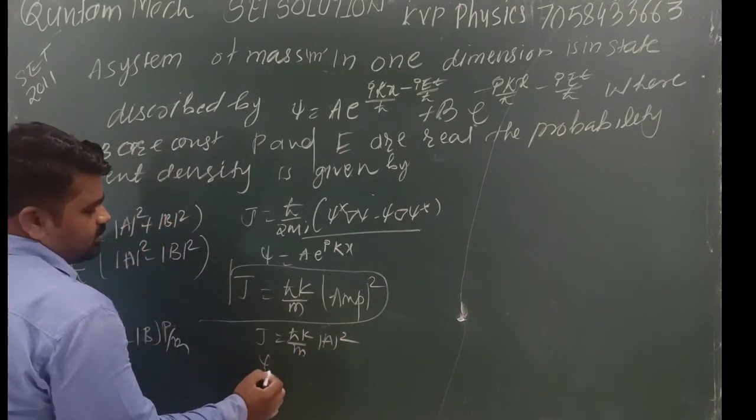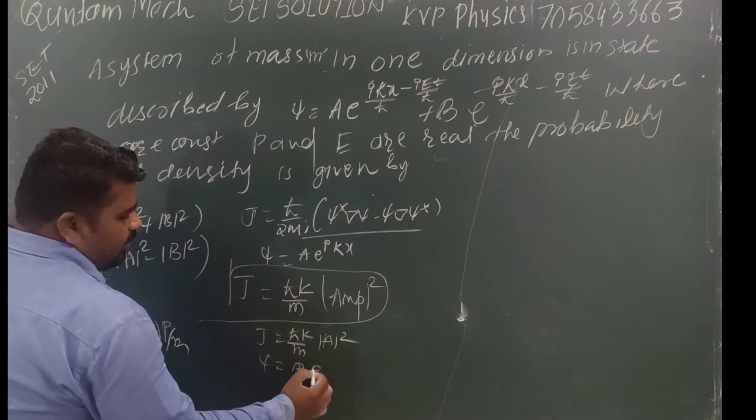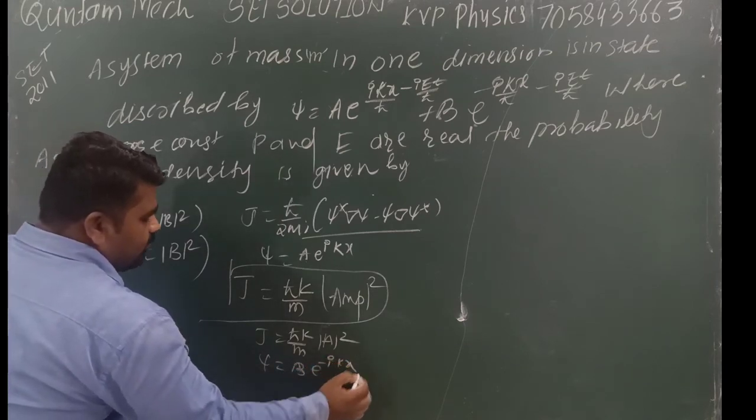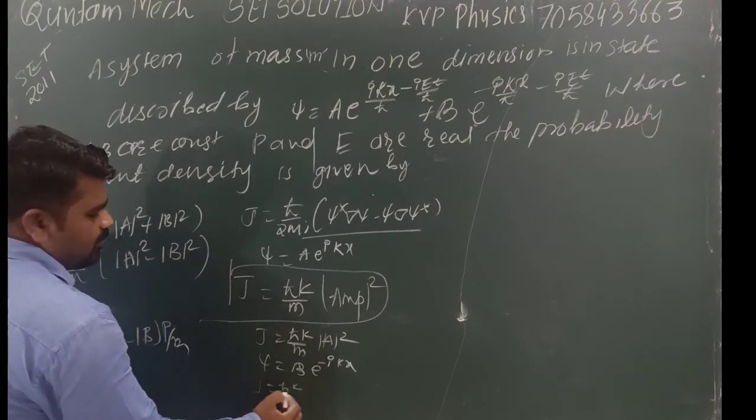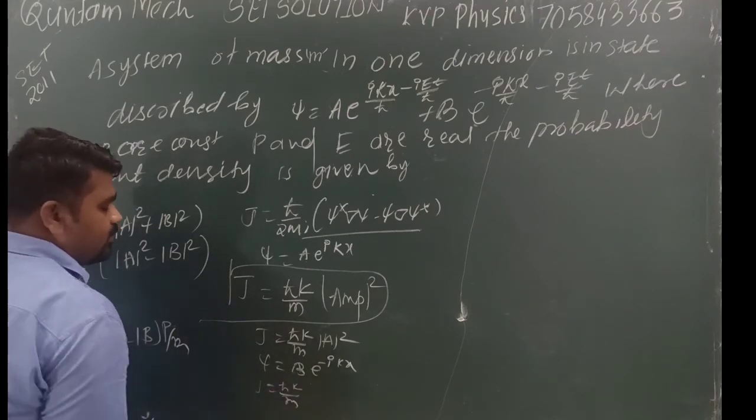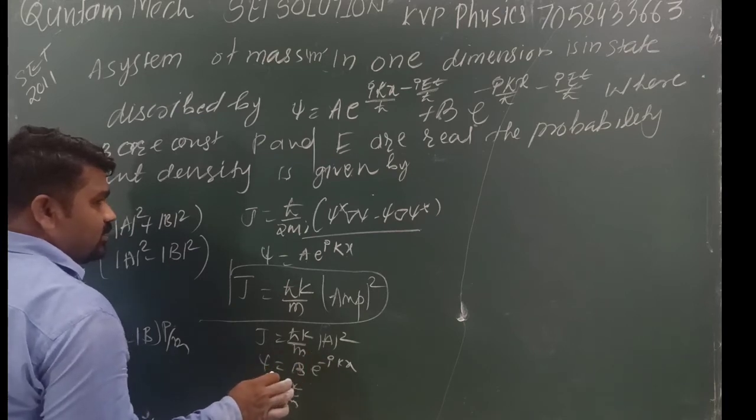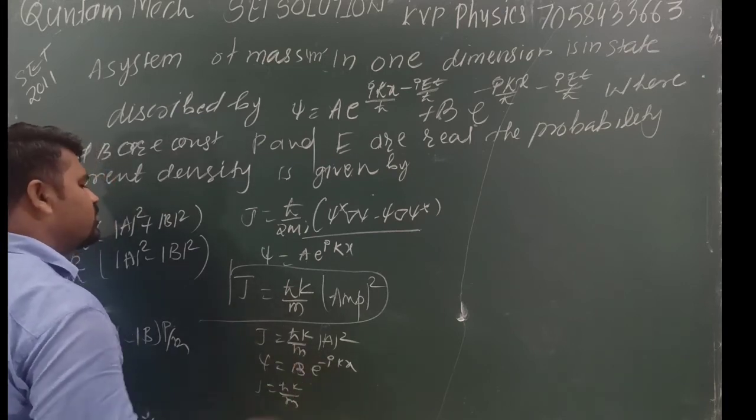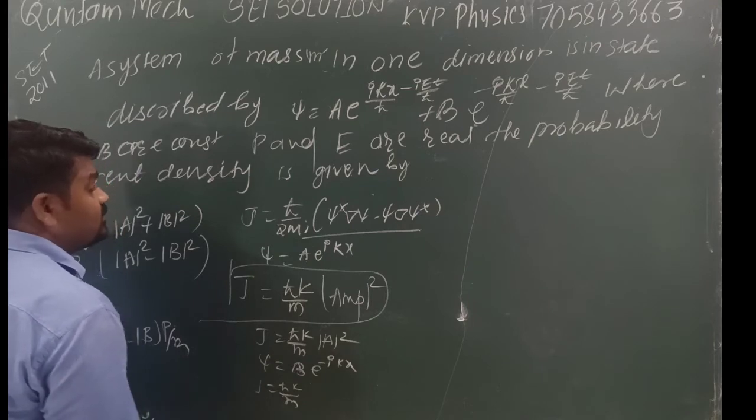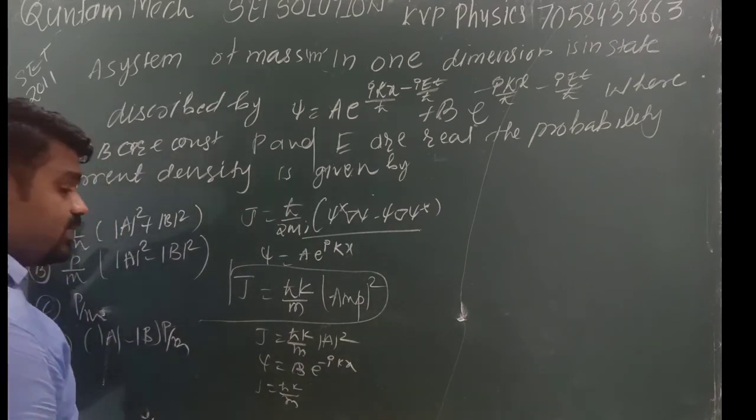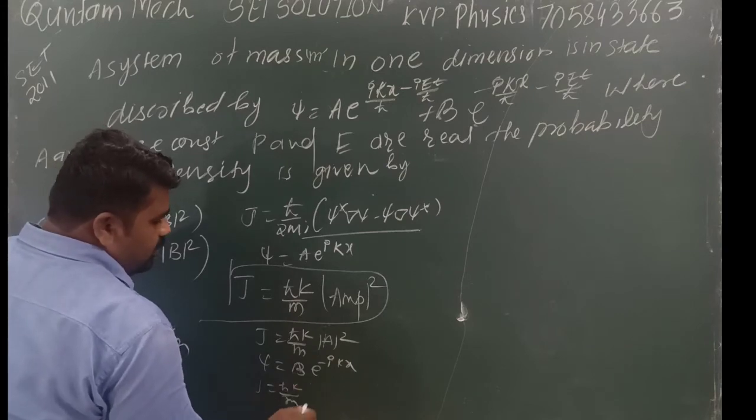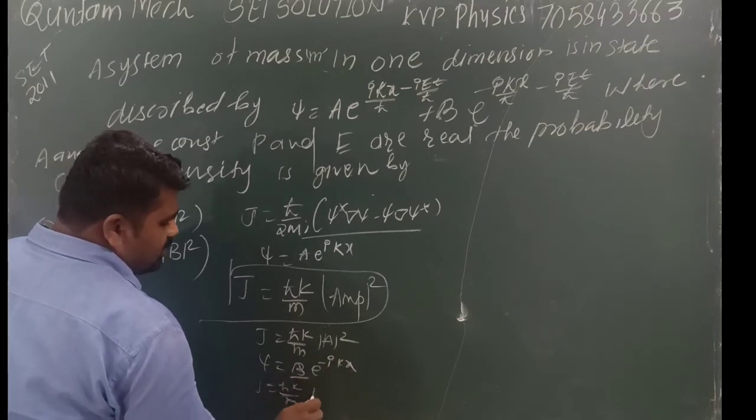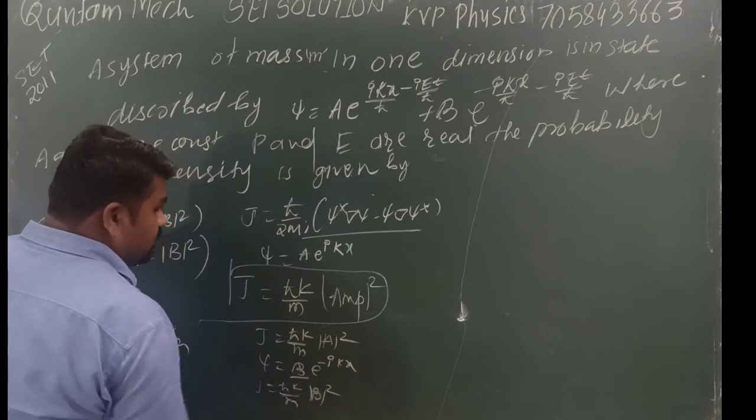Second, suppose psi is equal to B e to the power minus i k x. Write down J is equal to h cross k upon m. What is the amplitude? Leaving the imaginary part aside, whatever part remains, consider that. This one is the amplitude. Then h cross k upon m, and what is the amplitude here? B is the amplitude. So here it is mod of B square. This one is the answer.